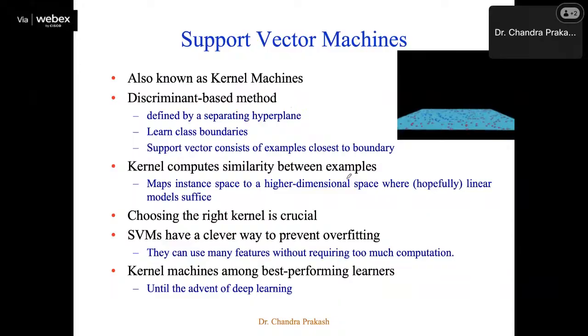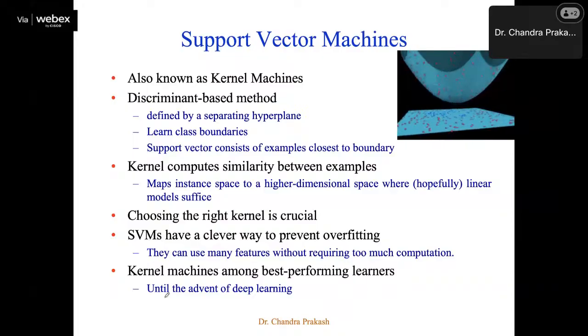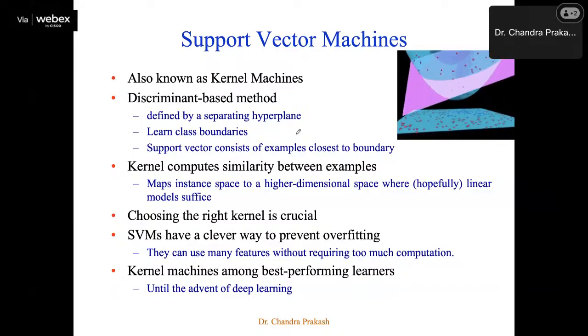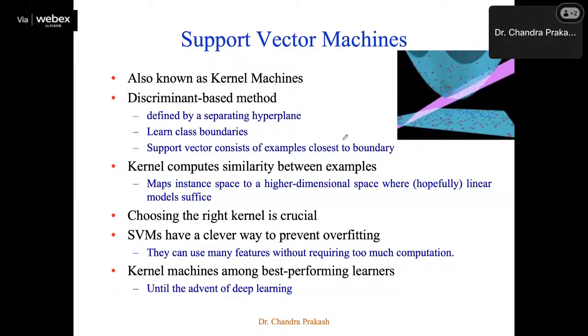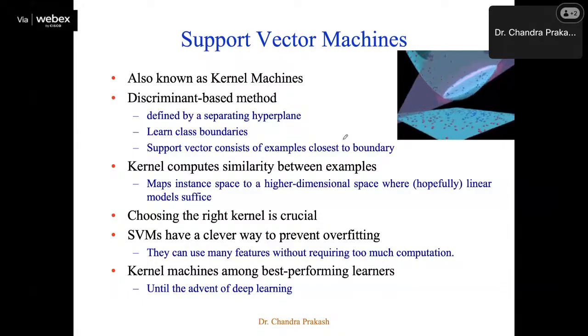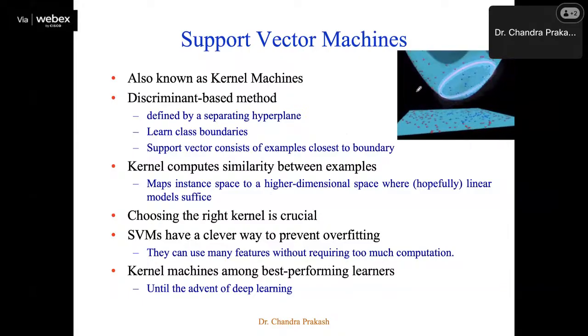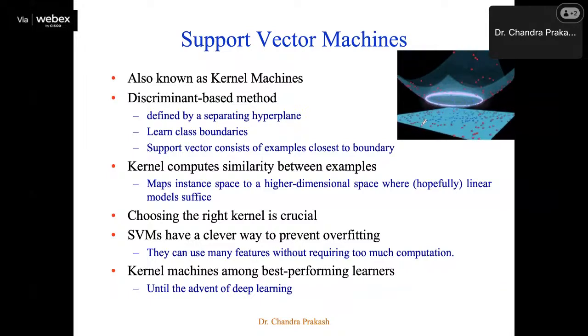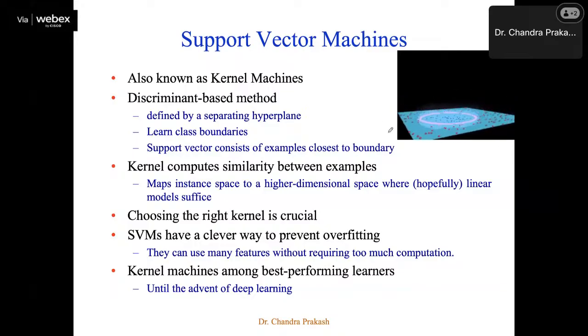That's why it is also known as a kernel machine, right? Because we call it a kernel function. So this is a discriminant based method defined by a separating hyperplane. So this particular plane over here, as you can see this line, this one, right, is a kind of plane. We try to learn class boundaries over here, and support vectors consist of the examples closest to the boundary. So we will discuss what is the meaning of it.